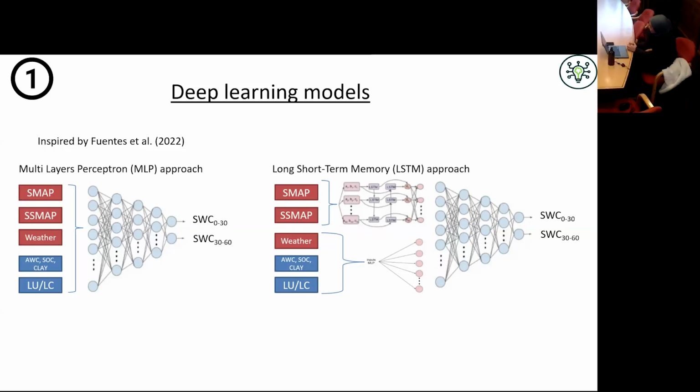And the same thing for the long short-term memory, which we apply first to the soil moisture map from the SMAP datasets for both layers. And then the output from that, we combine with the other inputs from the weather, soil, and land use datasets, and then we put it into the neural network and set the output to the two values with the same architecture.